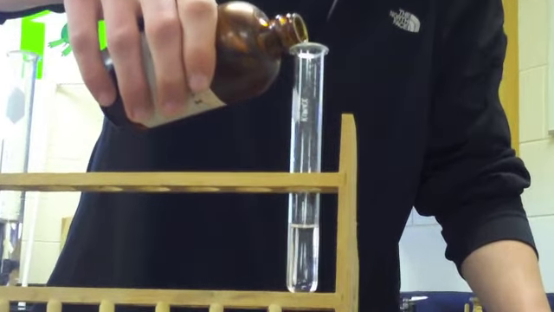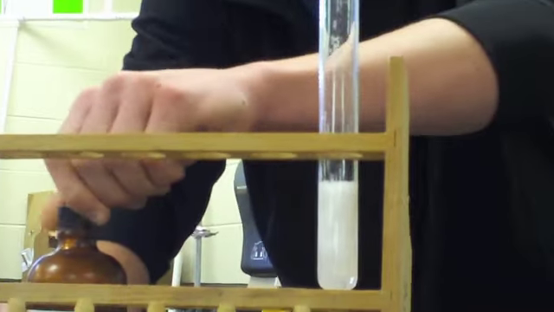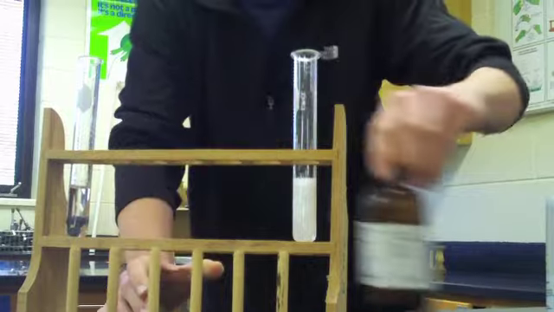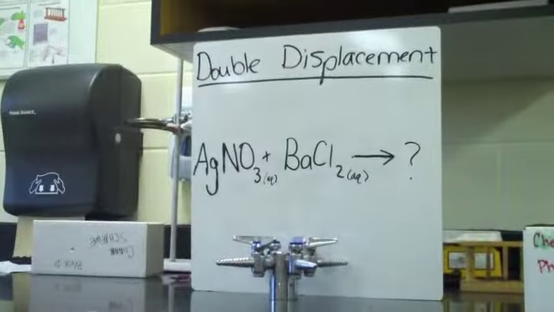And instantly we get a white cloudy foam formed in the barium chloride, which means a reaction has taken place. And that, folks, is a double displacement reaction.